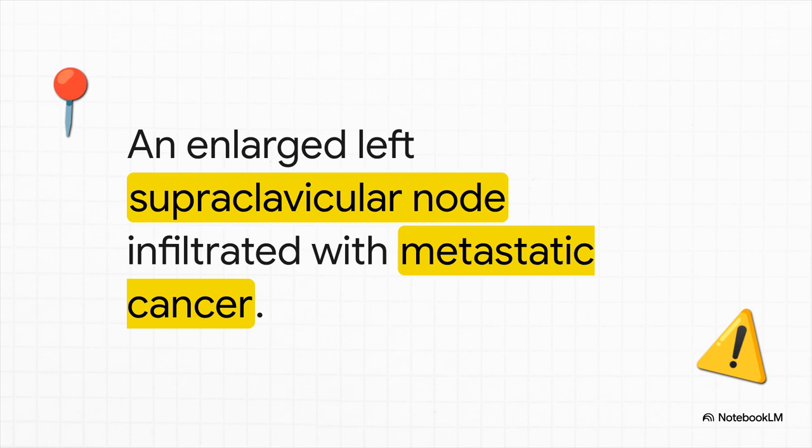If you feel a hard, enlarged node in the left supraclavicular fossa, right above that left collarbone, it is deeply concerning. Because of how the lymphatic system drains from the abdomen via the thoracic duct, finding this specific node points directly to a primary cancer hiding out somewhere in the GI tract, like stomach or bowel cancer.